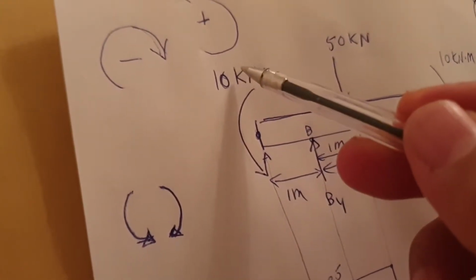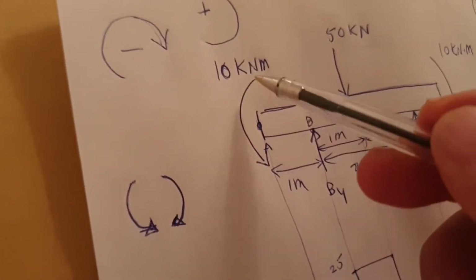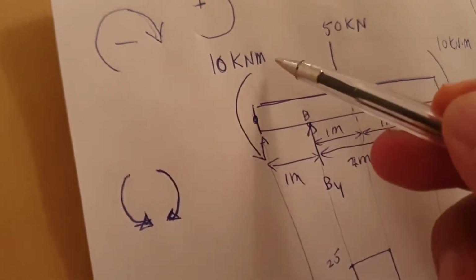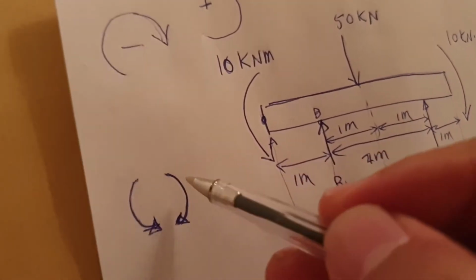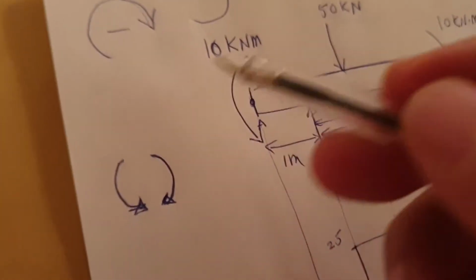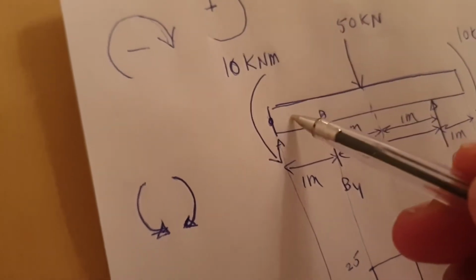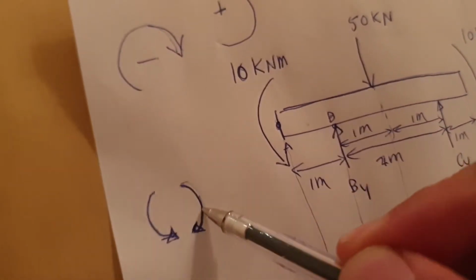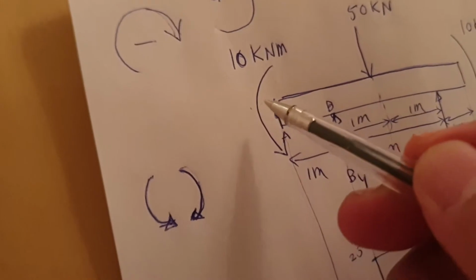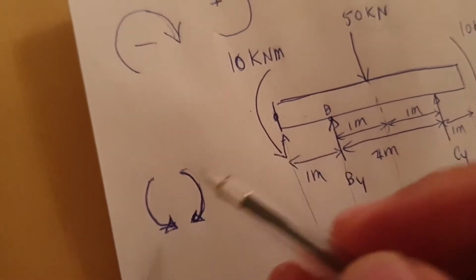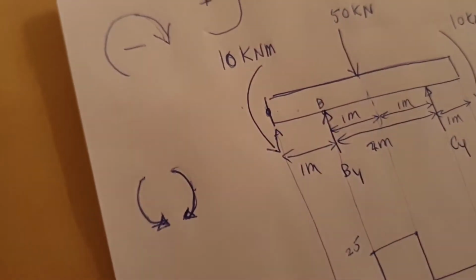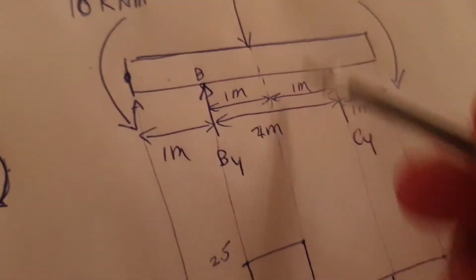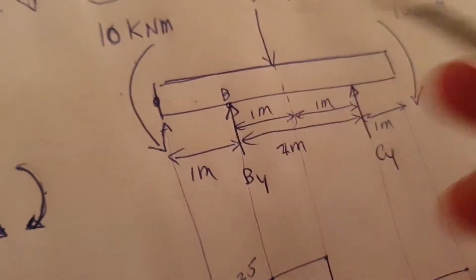So what is this moment? It is counterclockwise. Since it is counterclockwise, internally it will be clockwise. The internal moment has to be clockwise to balance it. So we don't take the actual moment, we take the internal one against it. It is internally clockwise, so this is negative. To solve this question, this is the negative moment.